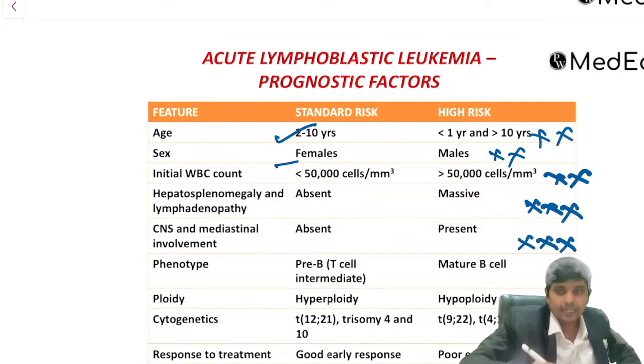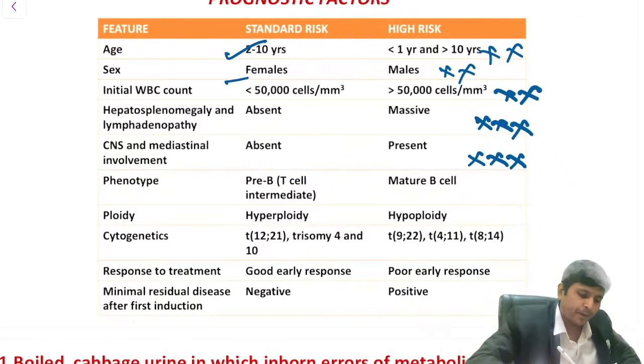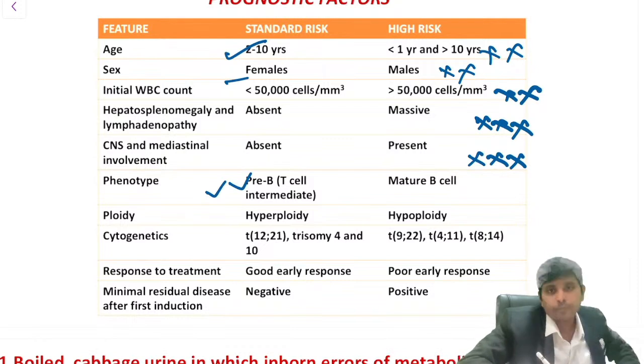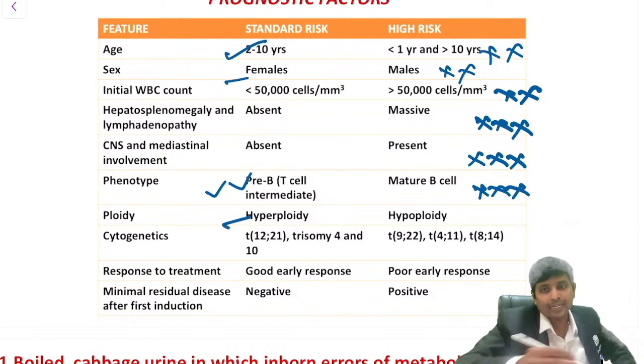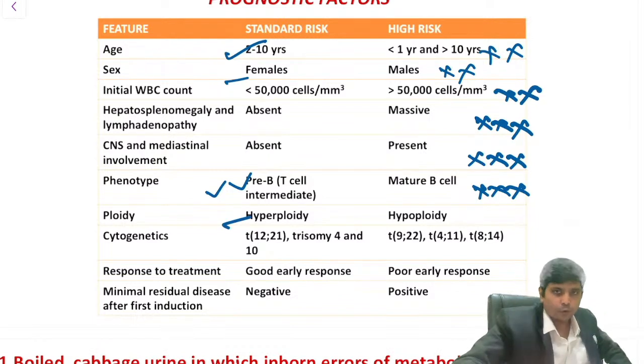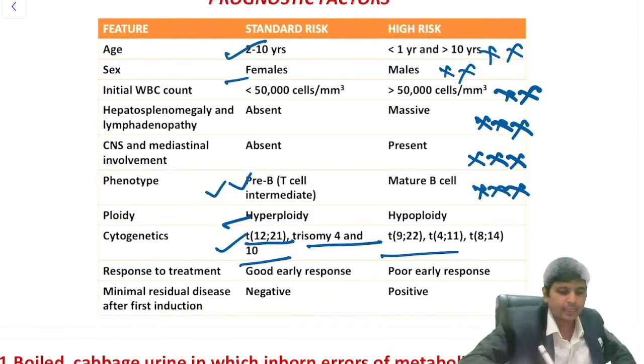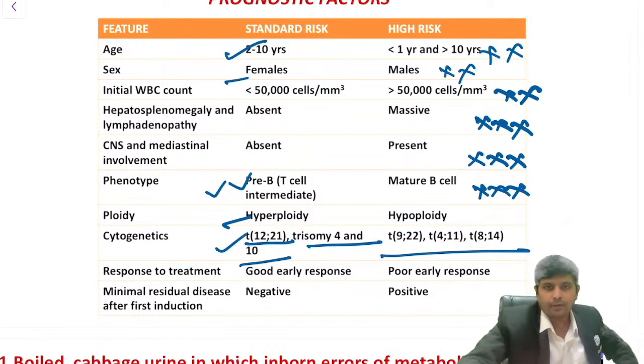Presence of mediastinal involvement indicates T cell and a bad prognosis. Pre-B cell has got a good prognosis, whereas mature B and mature T cell has got bad prognosis. Hyperdiploidy, increased number of chromosomes, has got good prognosis. As it was discussed now, trisomy 12, 21, 4, 10 has got good prognosis, whereas other translocations have got bad prognosis.